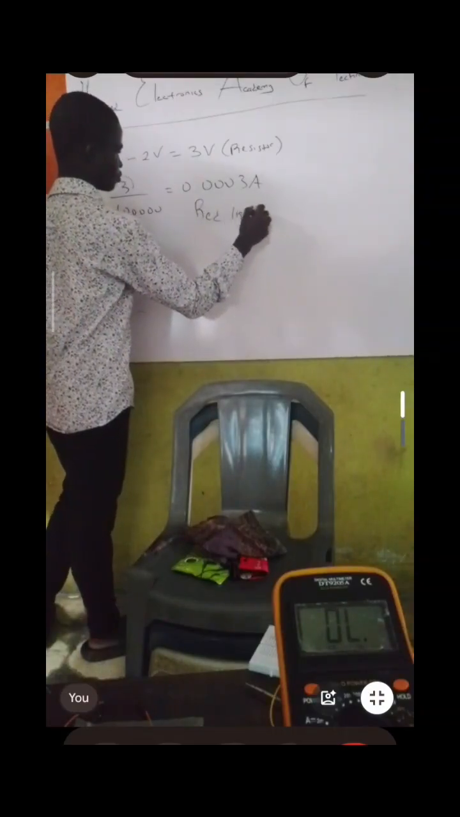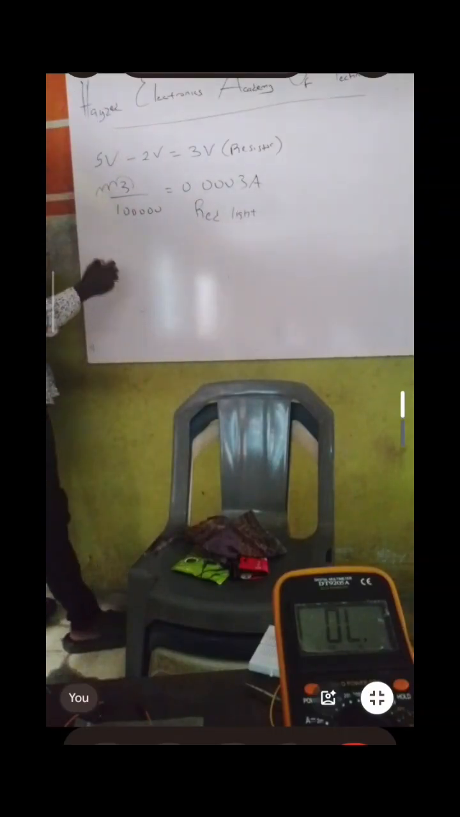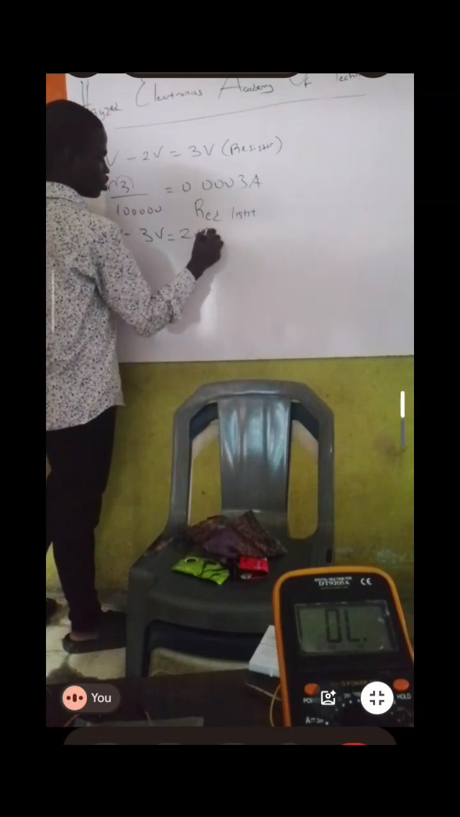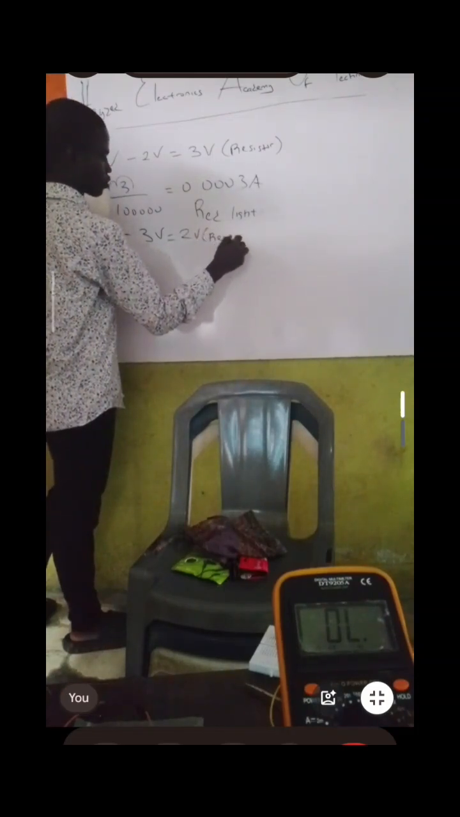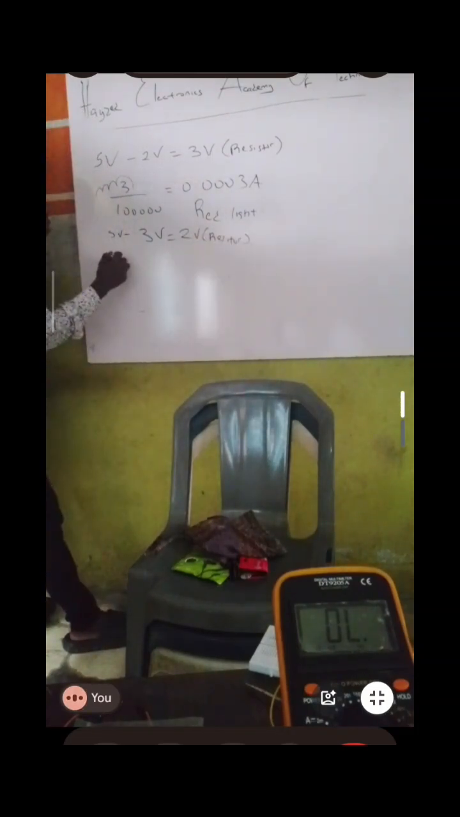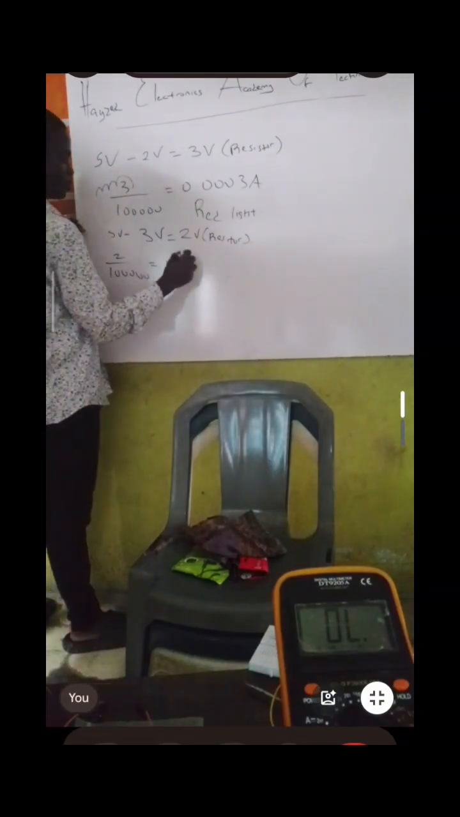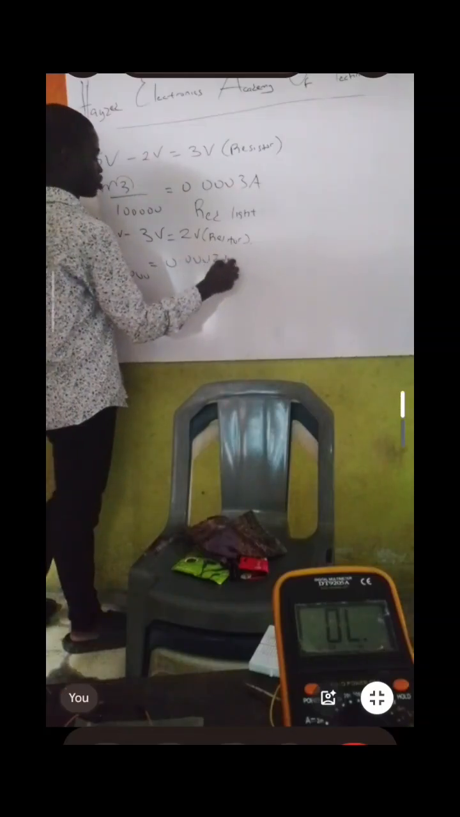Now for the blue light. Blue light is 5 volts minus 3 volts. The resistor is taking 2 volts. So the current for the resistor is going to be 2 over 100,000. That's going to be around 0.0002 amps. Sure? I don't know, it might be more than that.